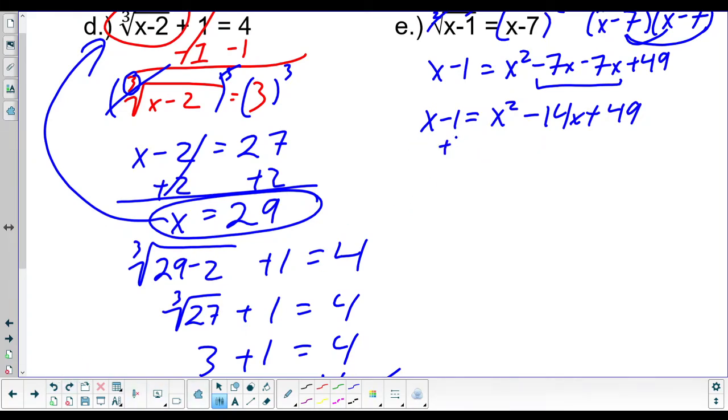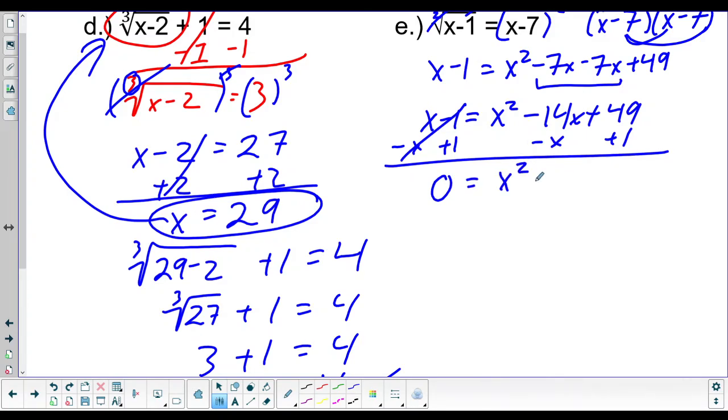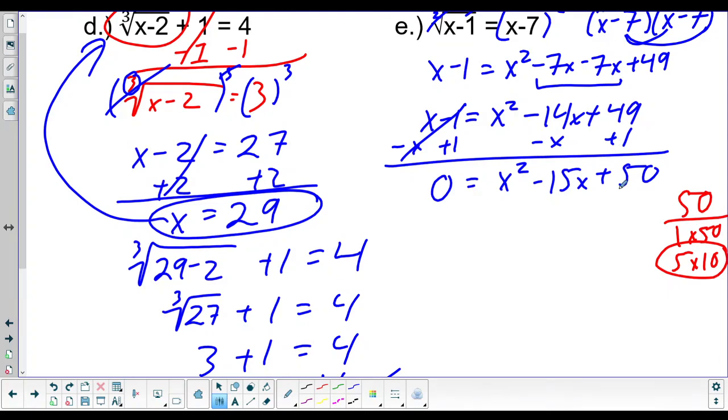So let's add 1 and subtract x. So these cancel, and we get 0 equals x squared minus 15x plus 50. Now we're going to factor this. So we're going to look at our factors of 50. We have 1 times 50. All right, what's another one we know? 5 and 10. Oh, okay. We can make a negative 15 with that, and we can make a 50. So to get negative 15, we're going to need x minus 5 times x minus 10 equals 0.